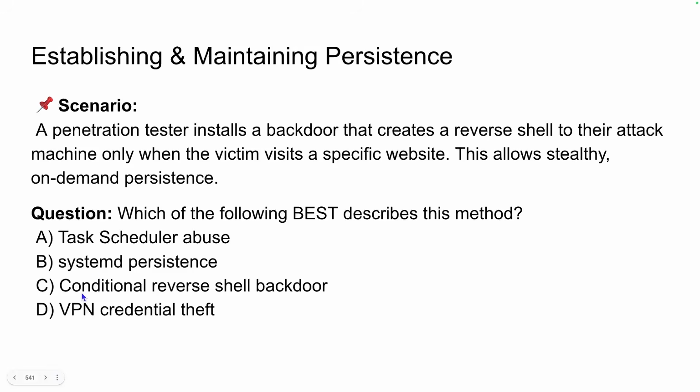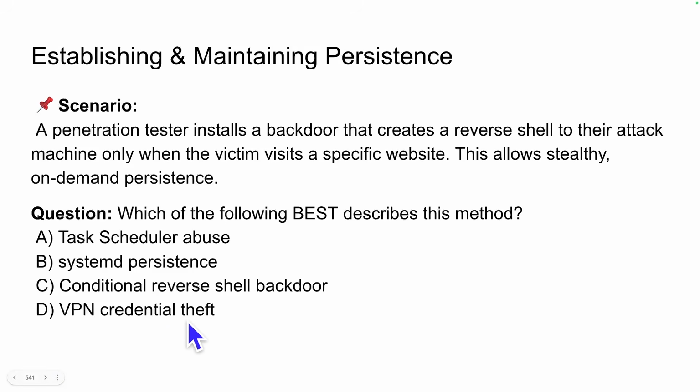I would say conditional reverse shell backdoor. That could be it. It could be a conditional reverse shell backdoor. System depersistence has to do with services, and I don't think this has anything. So I don't think it's A or B. It would be between C and D.